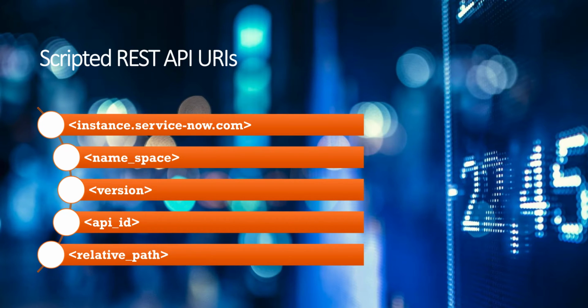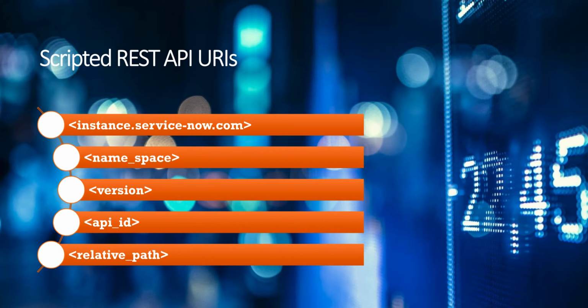Once you have that instance, there is the namespace. The namespace, for a web service in the global scope, is the value of the property that you have in that instance. For a web service in a scoped application, the namespace is the scope name.